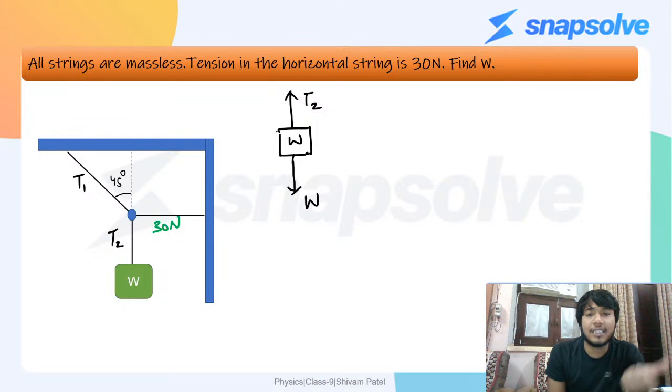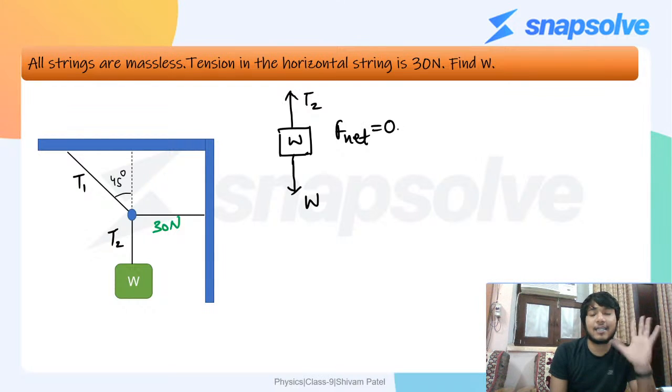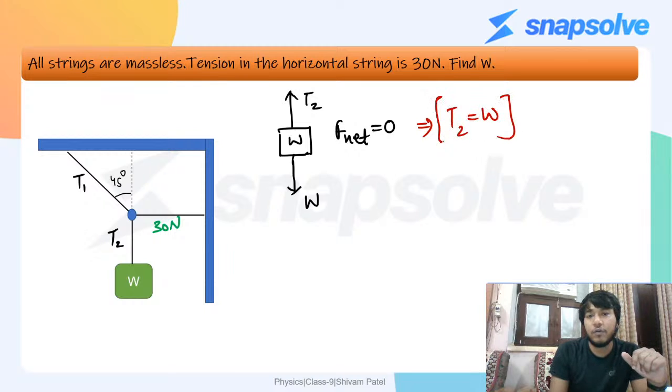And the body W is at rest. So if it is at rest, that means F net is equal to 0 on it, right? Acceleration is 0. So that means T2 will be equal to W, net force in upward direction will be equal to net force in downward direction, right? So from here we got that T2 is equal to W. No doubts in this, right?